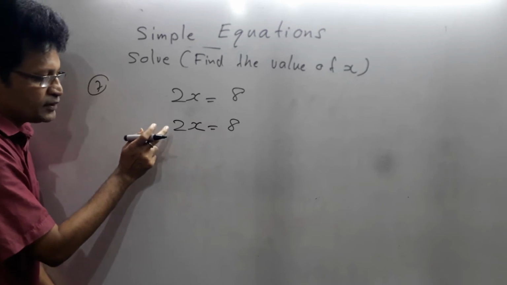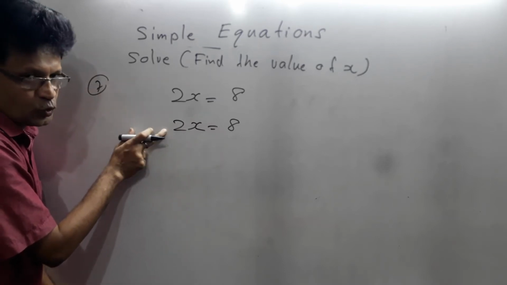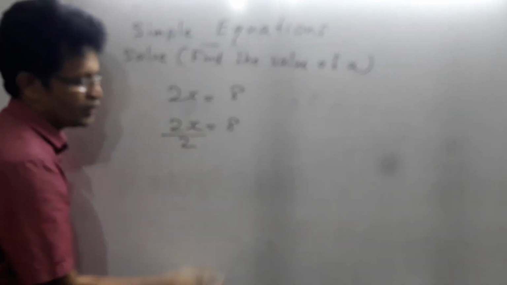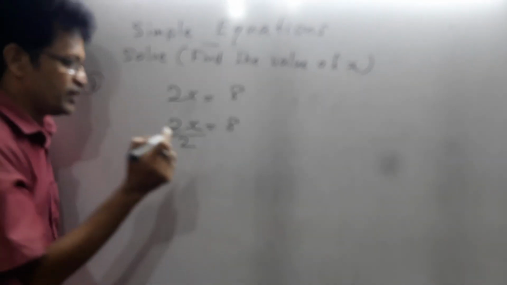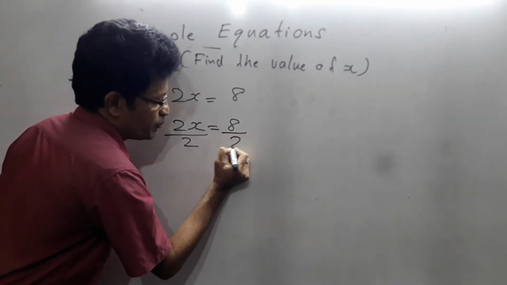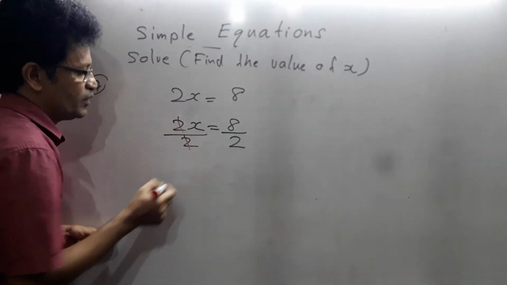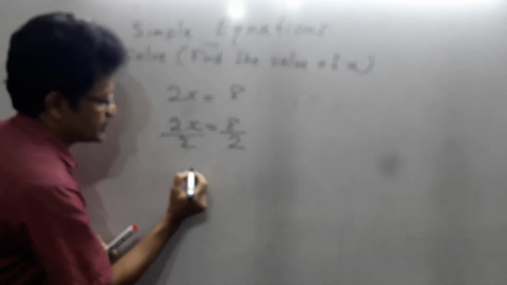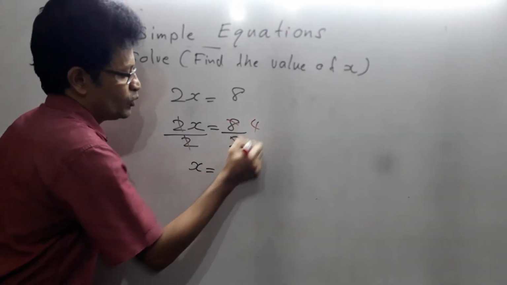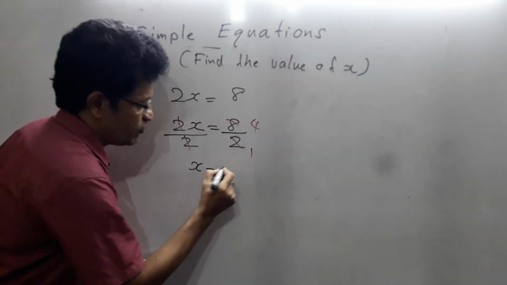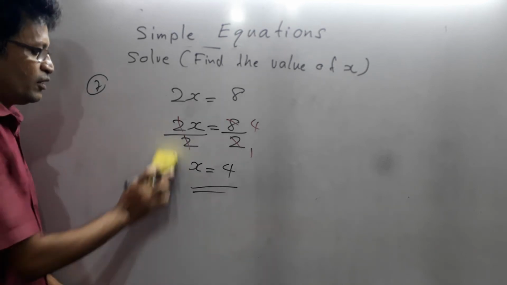Now here problem is this 2. That is the coefficient of x. I have to get rid of this 2. To get rid of this 2, I divide this side by 2. So like a scale, if you do something this side, other side also have to do the same thing. So therefore, this side also I divide by 2. Now what? 2 and 2 will get cancelled. Then this side you have x. Here 8 divided by 2 is what? 2, 1, 2, 4. So it is 4. So x equal 4. Clear? Right. Now we'll do another question.